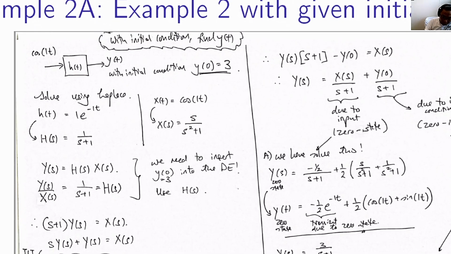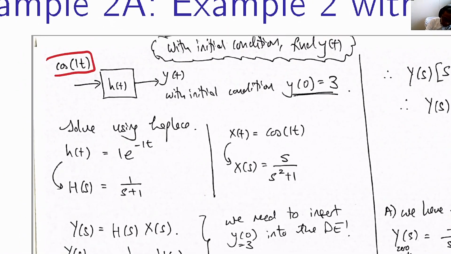Okay, so now we have cosine 1t. I've again forgotten to put u of t; we're only interested in the causal cosine. We send our system into h of t, which is the same h of t as example 2. And now the initial condition is y of 0 equals 3. The output is already 3 at time 0. That's the initial condition.